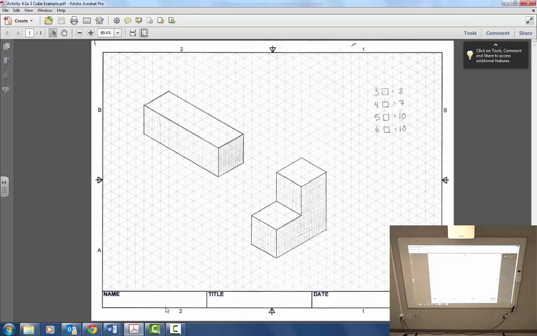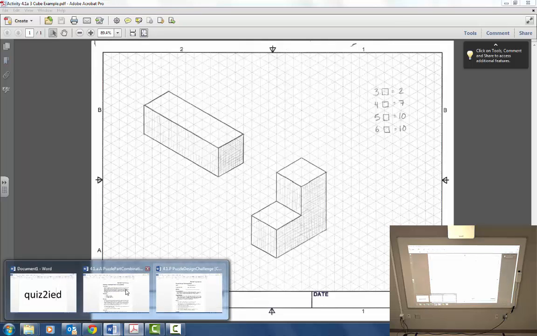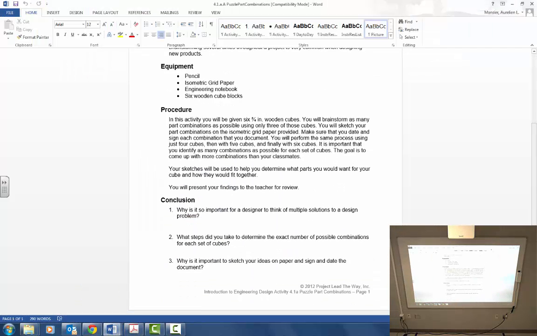At the end of the activity, there are also conclusion questions. There are 3 questions. So on top of completing the isometric sheet, do answer the conclusion questions. It can be in your notebook or it can go right on this Word document, and both of those will be submitted onto the LMS.